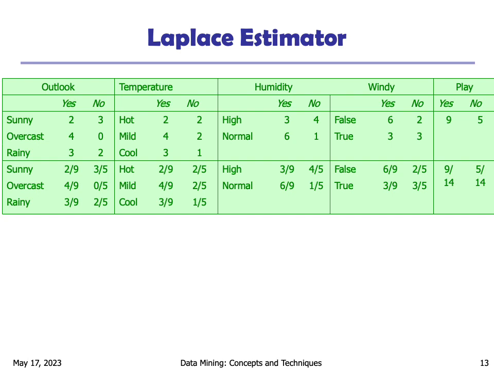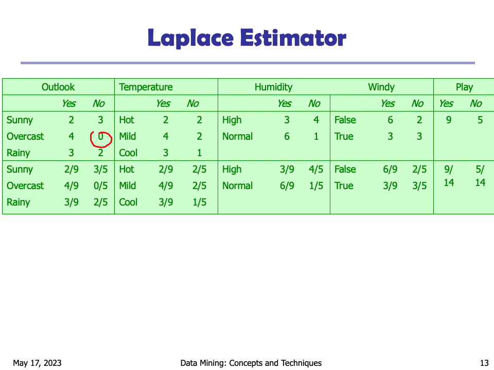Okay, so how can we apply the Laplace estimator? This is again an example with the weather data set. And this is the original count that we had per attribute value. So we see that we got a problem here with overcast and class no. It has a frequency count of 0.